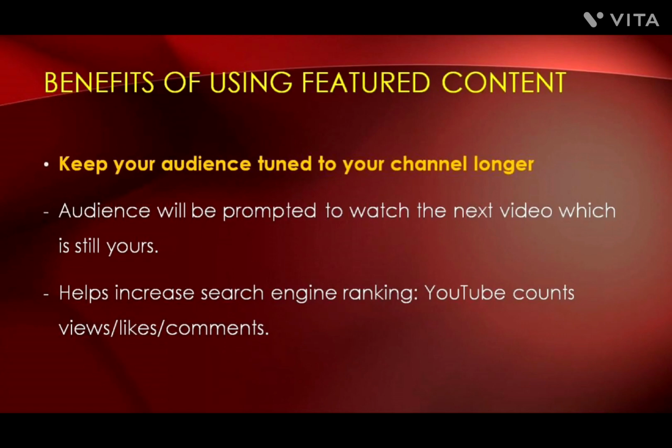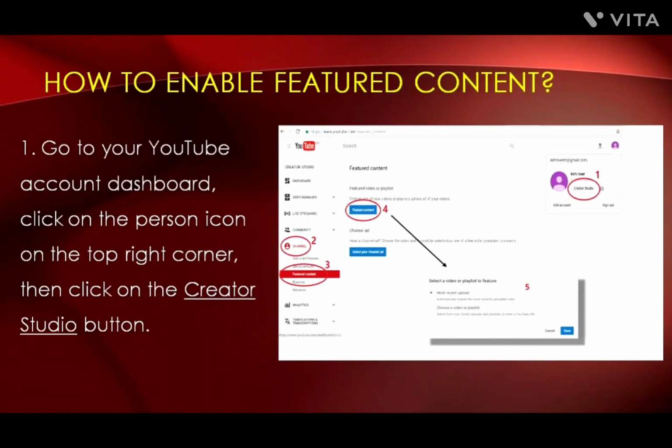Featured videos is where YouTube will be taking note of how many likes, comments, or views your video is getting, and it will rank you accordingly in their search engine results. So this means that the featured content can be used to increase your search engine ranking for your entire channel. Now let me show you how to enable featured content in your YouTube channel.